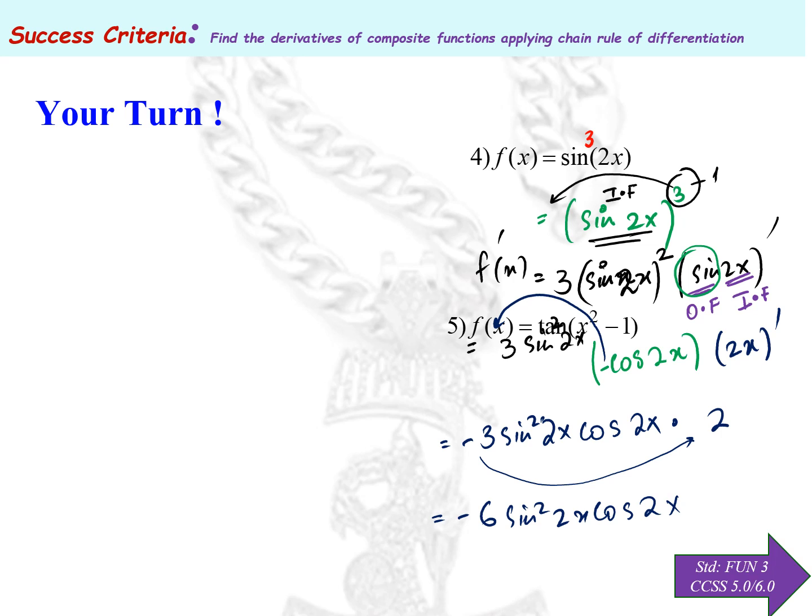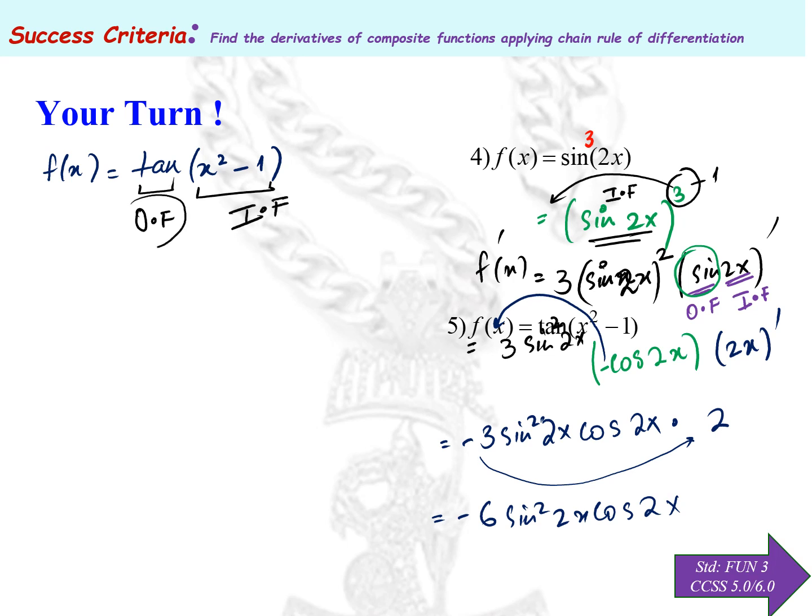Okay, I have one more question. f of x equals tangent of x square minus 1. Okay, what is your inner and what is your outer function? So this tangent, there is no power here on the tangent. So no power rule. So it is a direct rule. Tangent is our outer function and x square minus 1 is our inner function.